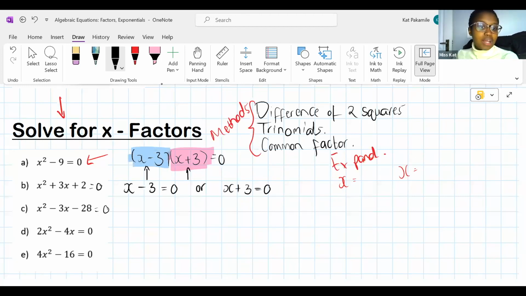So if x minus 3 equals 0, how much is x? Let me know how much is x. If x minus 3 is equal to 0, x is how much? Farida, let's hear what Farida has to say to us. Yes, Farida.